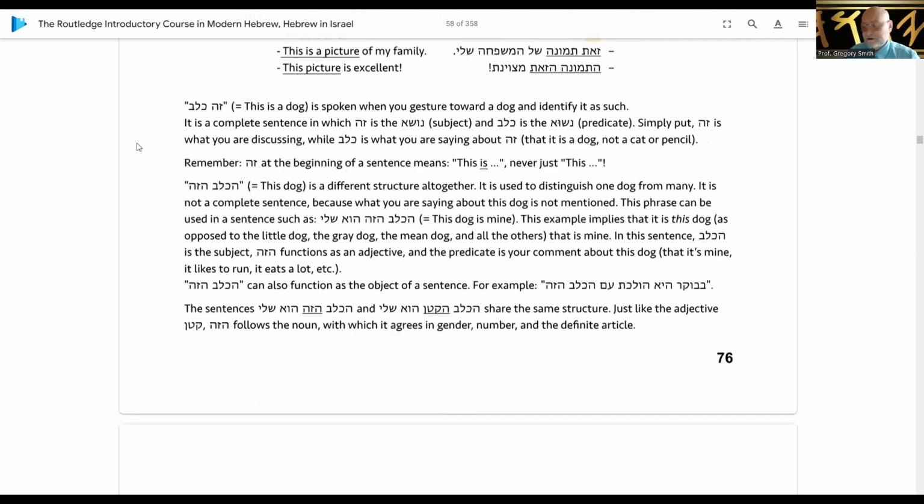Okay, so let's go into this little description, the instructive part here. We have Zeh kelev. This is a dog. It is spoken when you gesture toward a dog and identify it as such. It is a complete sentence in which Zeh is the nose, the word for subject.